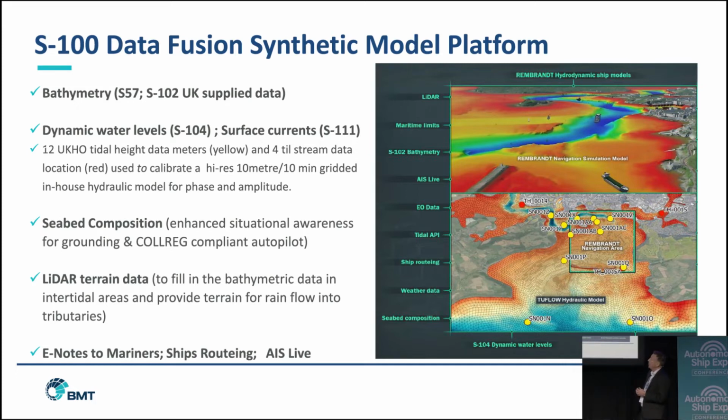We modeled the seabed composition as well, because an autonomous vessel may decide to deliberately ground to avoid a collision, and it needs to process the seabed composition as well. All the LiDAR terrain data was in there as well, so for example, rainfall in the previous days would affect dynamic water levels. The hydraulic model covers all of that, so you get actually very detailed dynamic water height data. Linked into AIS Live, e-notices to mariners, and ship routing information.